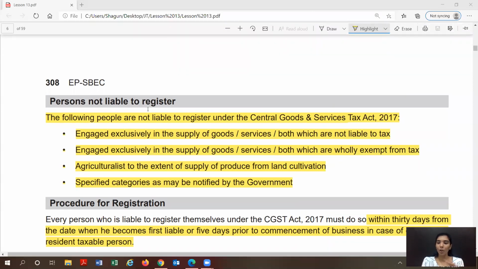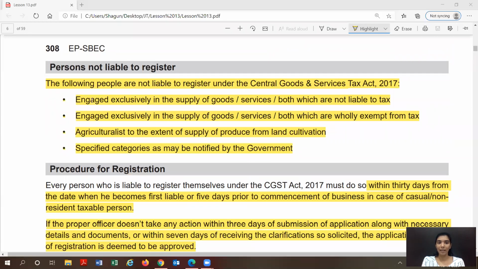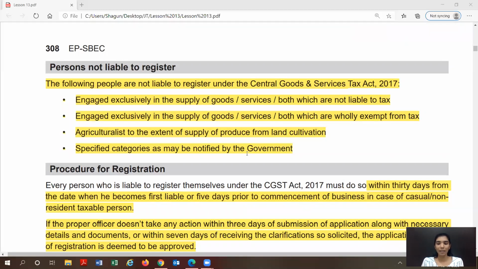Similarly, some persons are not liable to register under the Goods and Services Tax Act, such as those persons who are exclusively engaged in the supply of goods or services which are not liable to tax or which are wholly exempt from tax. Agriculturalists are exempt, and there are also some other specified categories which the government can notify. So the government can also specify that for certain persons GST registration is not applicable. Those persons are not liable to register for a GSTIN number.